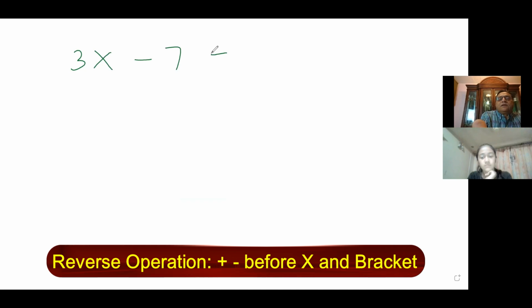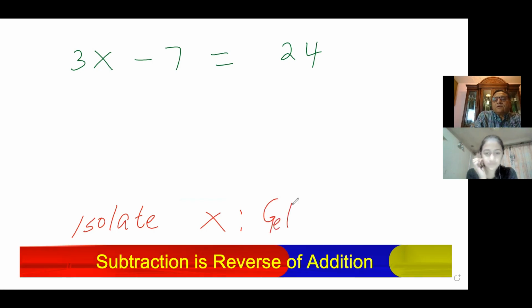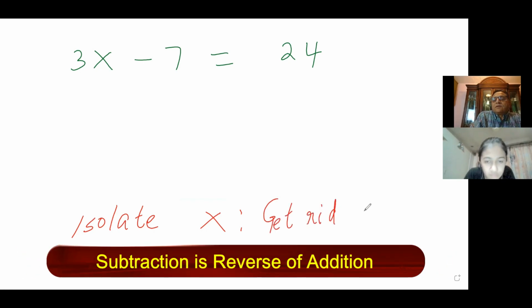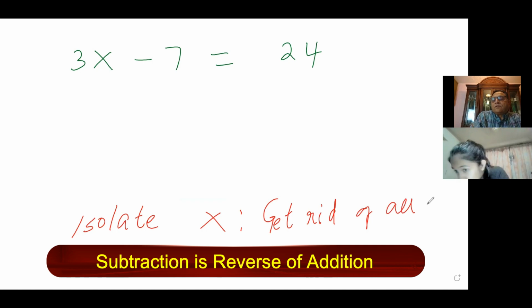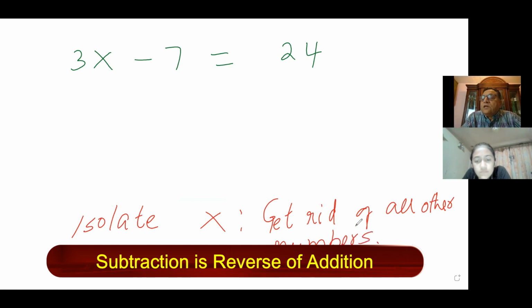3 times x minus 7 is 24. You want to isolate. So, your idea is to isolate x. That means get rid of everything else. In this case, we have all other numbers. So get rid of all of the numbers one by one. How will I get rid of 7? I can add 7 on both sides. Do you see that?